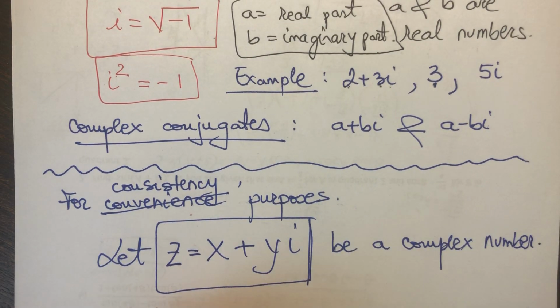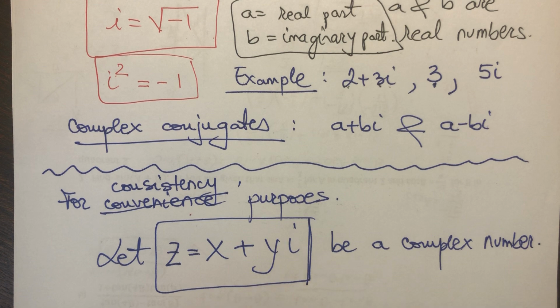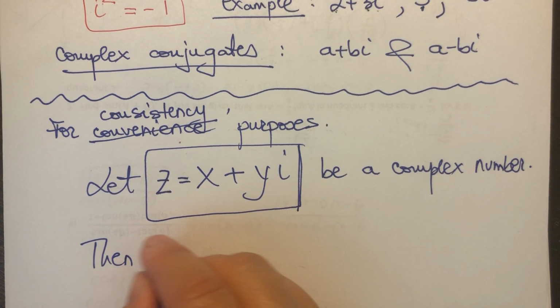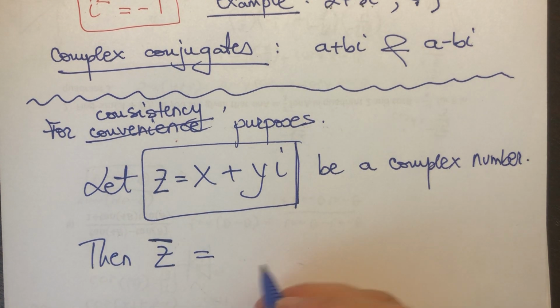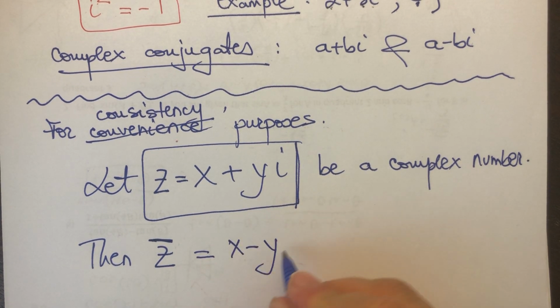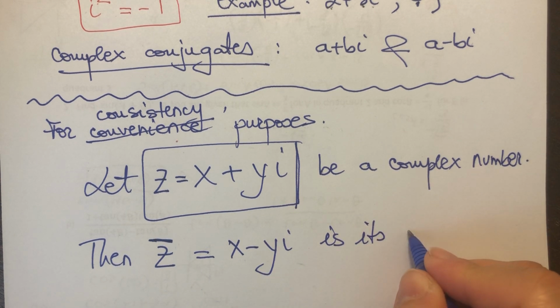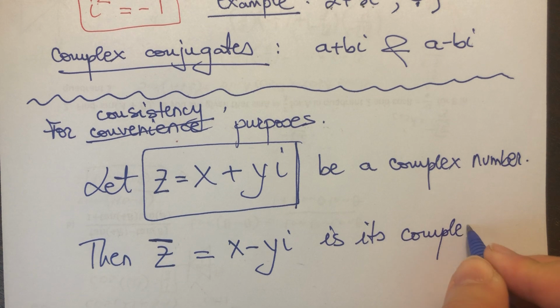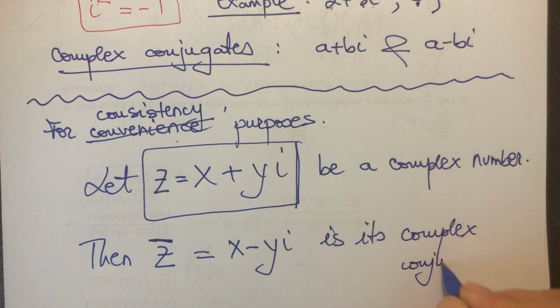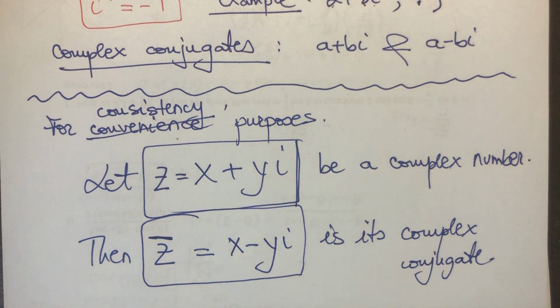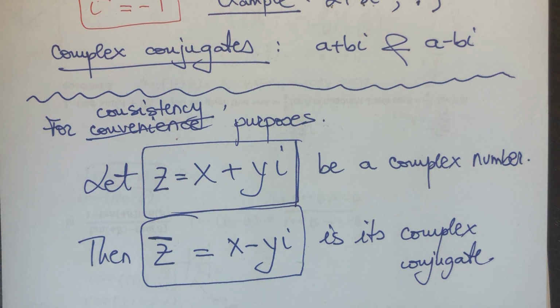Then we talked about conjugates, but we have a symbol for that now. z with a bar is then what? How do we find complex conjugates? We just change the sign of the imaginary part. But remember, anytime you see a bar, it's a notation for the complex conjugate.